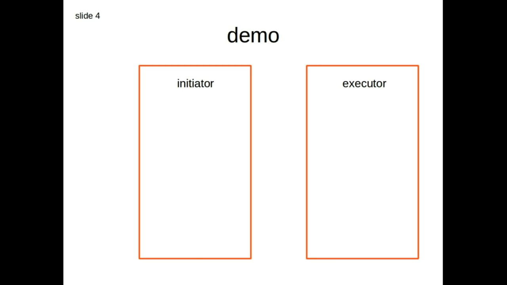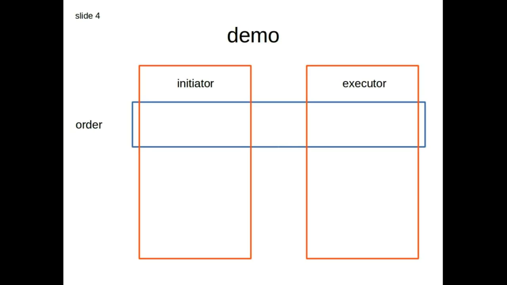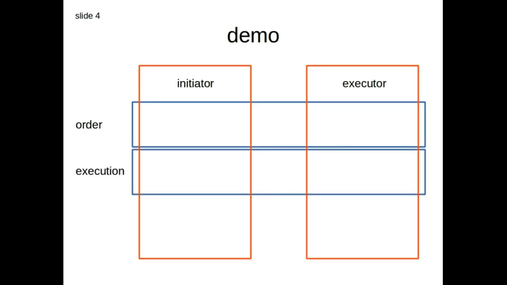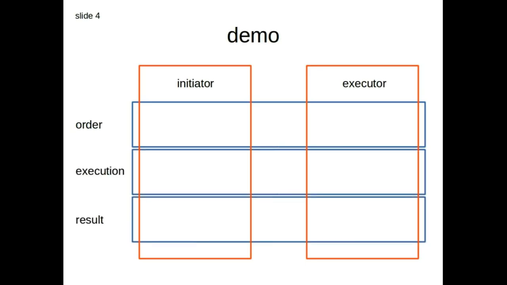The main statement of demo is that all organization can eventually be broken down into elementary steps called transactions, demo transactions. A demo transaction follows the following pattern. It starts with an order phase, then there's an execution phase, and finally there's a result phase.